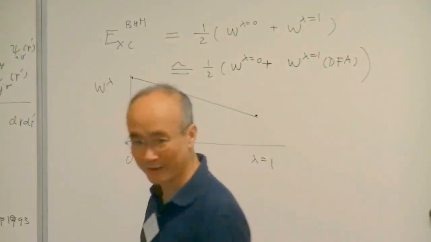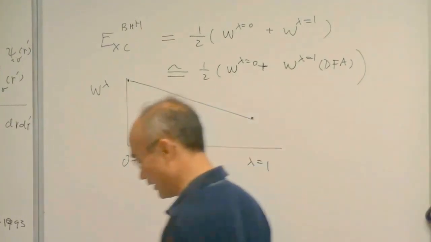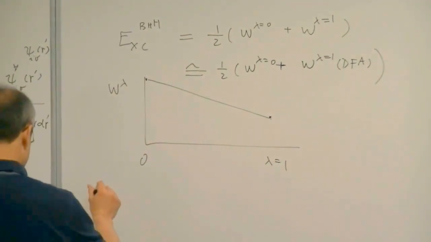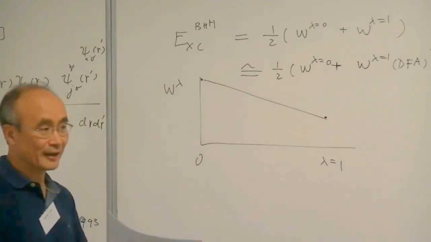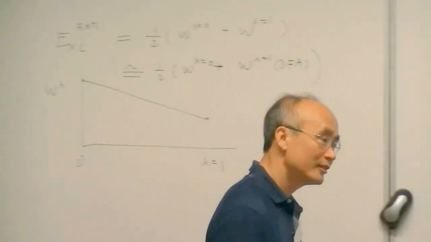The practical application of this idea can be this. Yes, I have a small question regarding the slope of the line. In this case, would it be negative? Does it matter how the slope of the line is? The slope is negative, and correlation energy is negative. Okay.